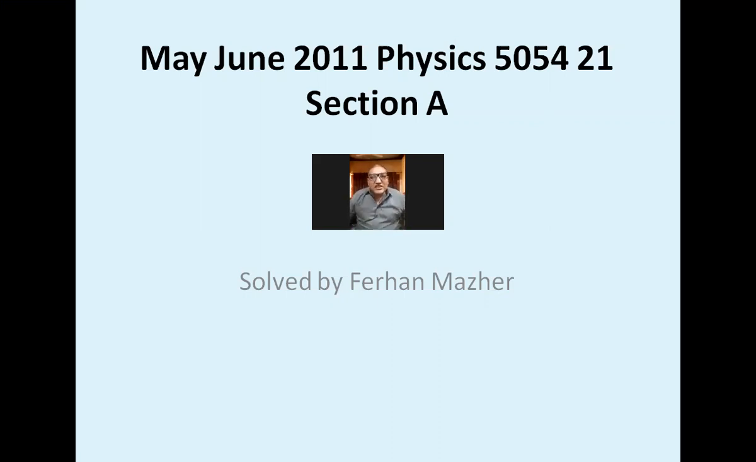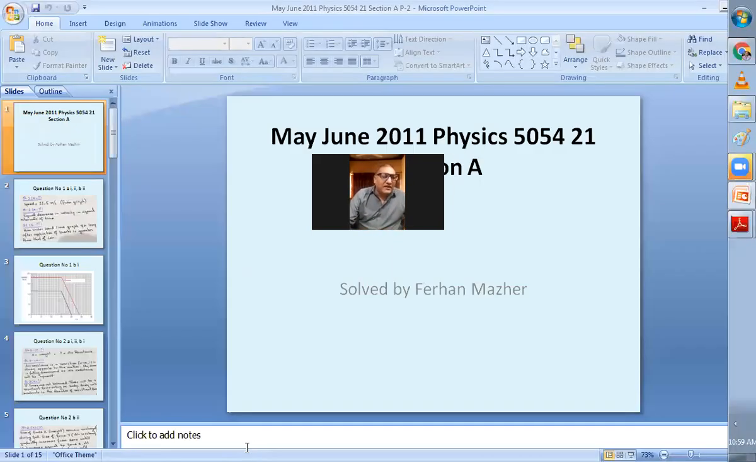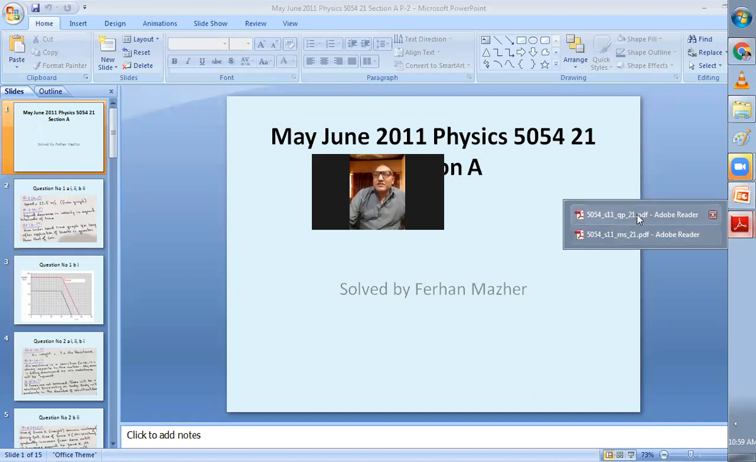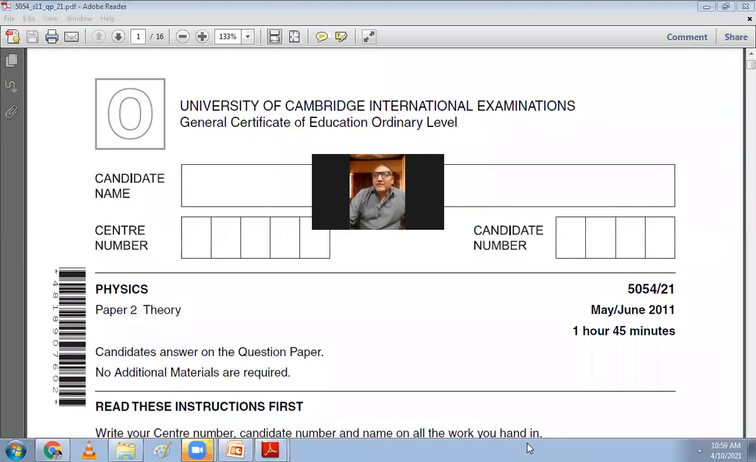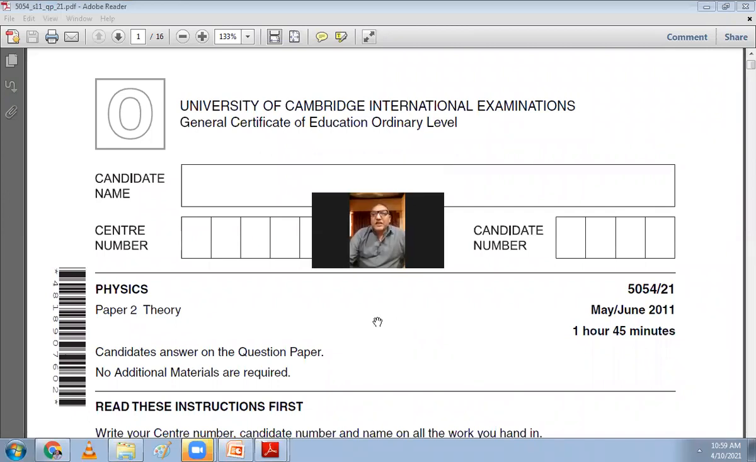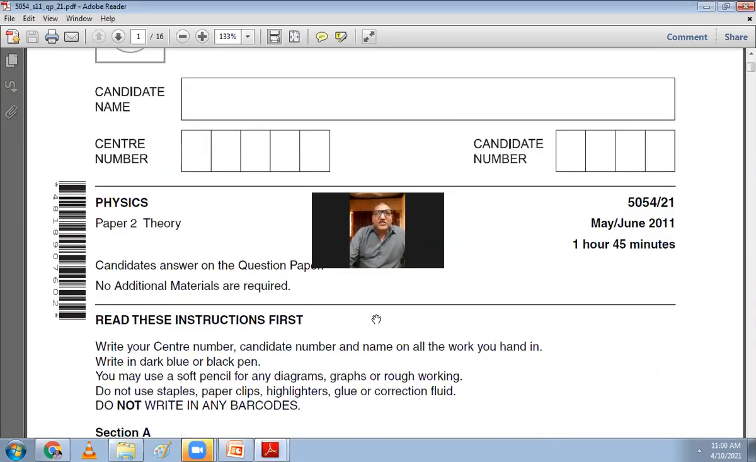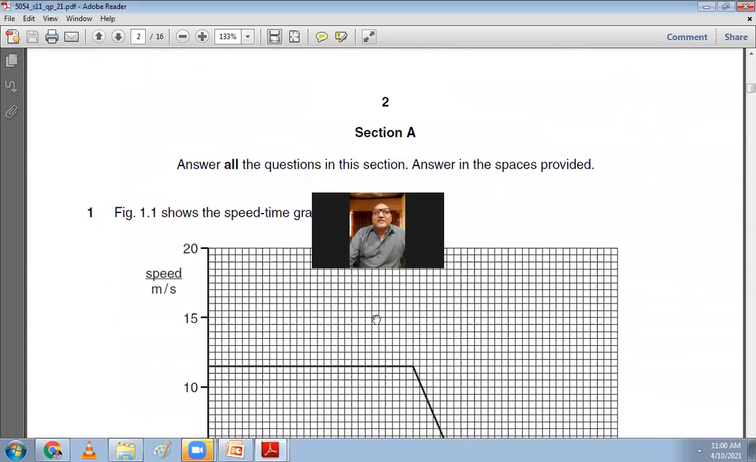Today in this session, in this video, we are going to solve section A of this paper. So let's start quickly and see what it brings to us. Here we go. This is the paper, May June 2011, paper 2-1, and it's a 1 hour 45 minutes paper. This is a theory paper, and this belongs to zone 1. Today we are solving section A. So let's start and see what happens.